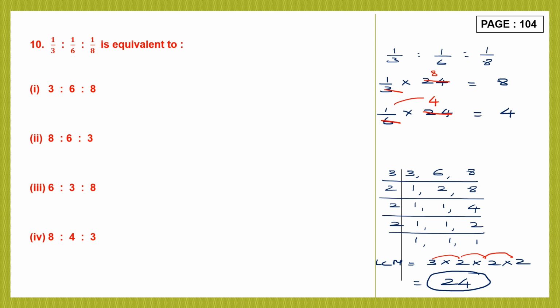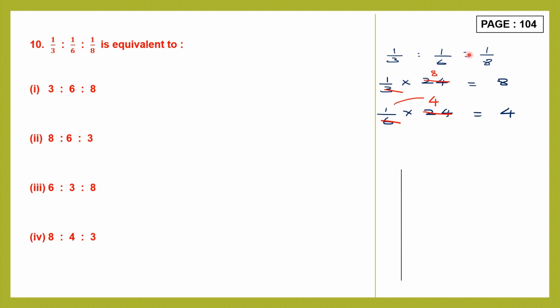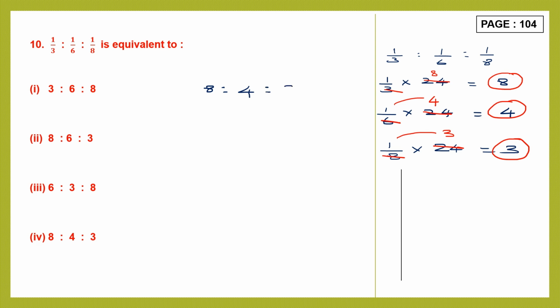Now take the third fraction which is 1 by 8, and multiply with the LCM which is 24. Cancel 8 and 24. 8 threes are 24. Multiply the numerators. 1 into 3 is 3. Now here we have three numbers: 8, 4 and 3. Let's put it in the form of a ratio. So this will be 8 is to 4 is to 3. So this is my answer. 8 is to 4 is to 3. And which option is that? That is option 4, 8 is to 4 is to 3.